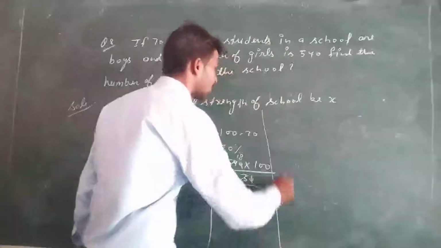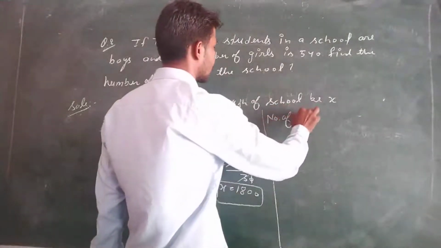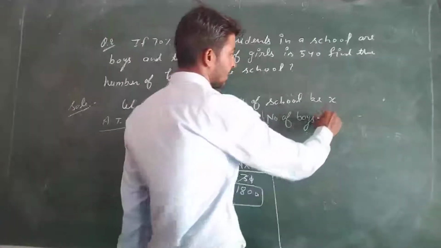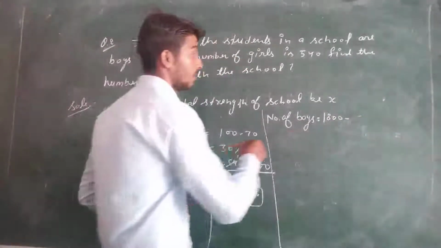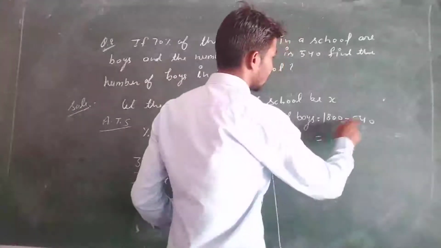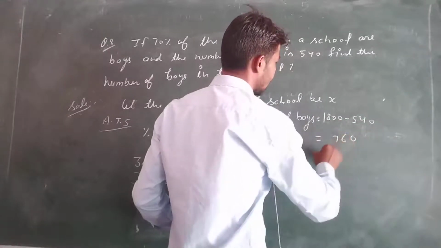So when you find the number of boys, then the total strength is 1800, and the number of girls is 540. So the answer: 0, 10 minus 4 is 6, and here 7.